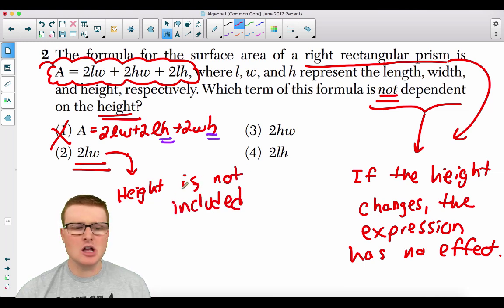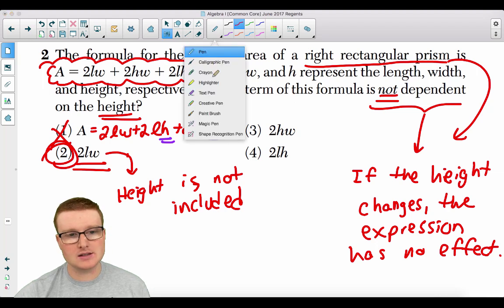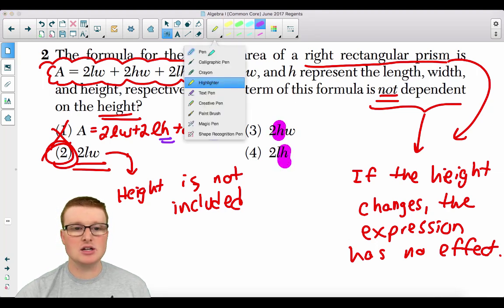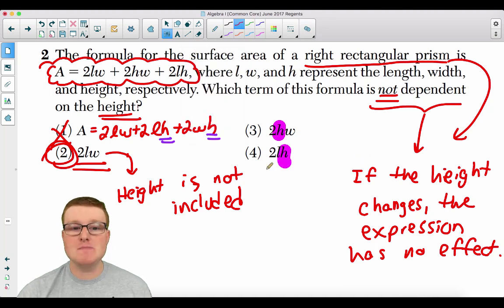Okay, the height's not included. So even if you change the height, this answer doesn't change. So that's your answer. Choices 3 and 4, look at this. The height is right there. So if you change the height, you're changing the numerical value of that expression. So that's why those are incorrect.